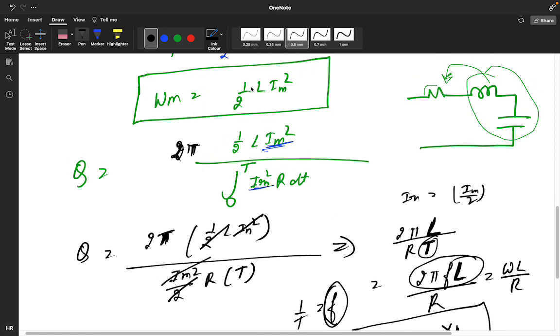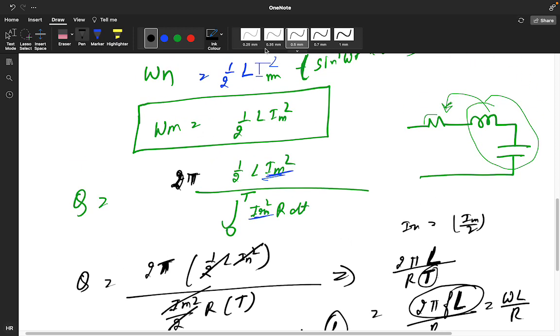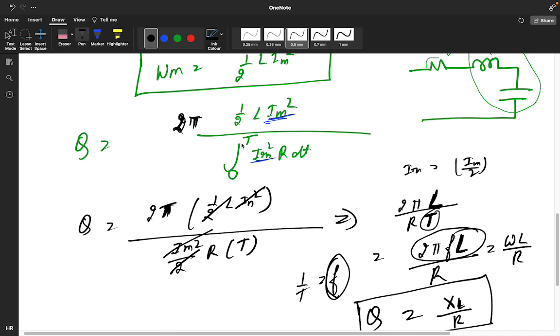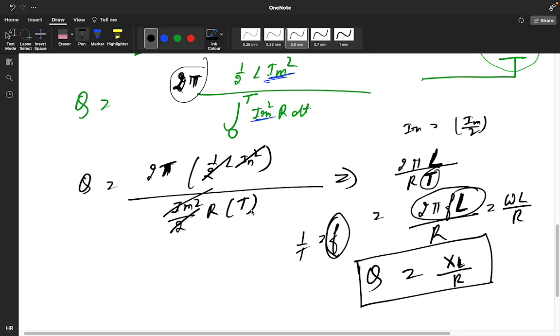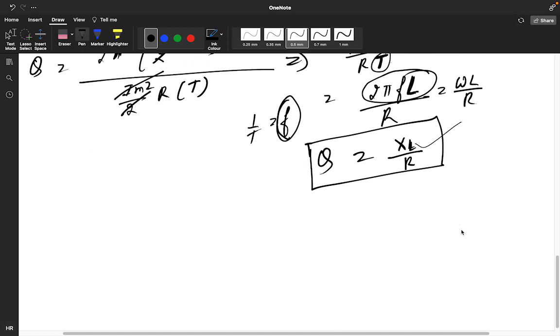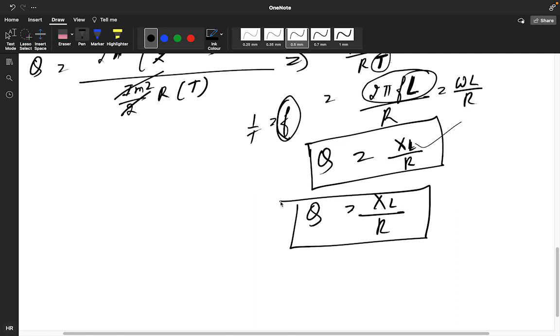See, omega m is 1 by 2 pi L I m square, from these derivations we got. And the quality factor, I told you, is energy dissipated. So energy dissipated in one time period. One time period I'm taking as 2 pi, so 2 pi is getting upside, and I'm deriving this. I'm assuming this t as a t because I have to form a formula. If I do it, I will get L by R, so it will not be useful. So the quality factor is XL divided by R.